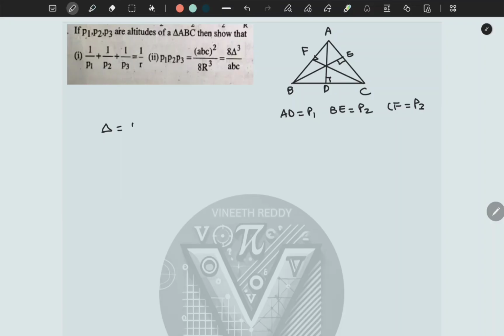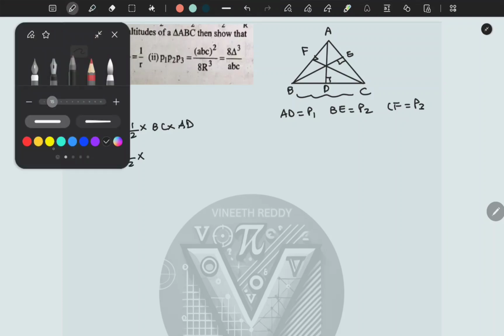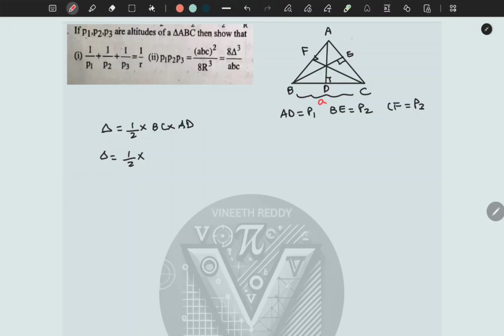Now can we write the area of the triangle as half into base? If I take the base as BC, the height will be AD, right? Now in a triangle, the side opposite to vertex A should be a, the side opposite to vertex B should be b, and the side opposite to vertex C should be c. So we can write BC as a and AD as P1. So we have delta is equal to a P1 by 2.